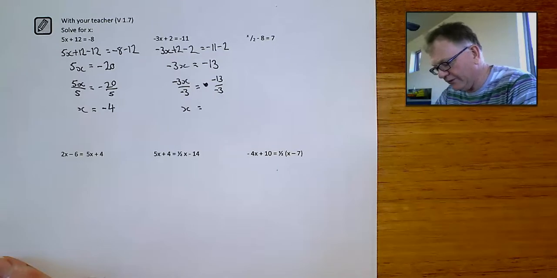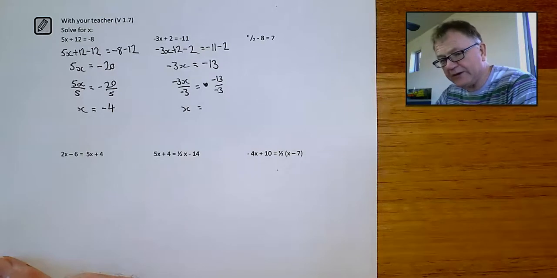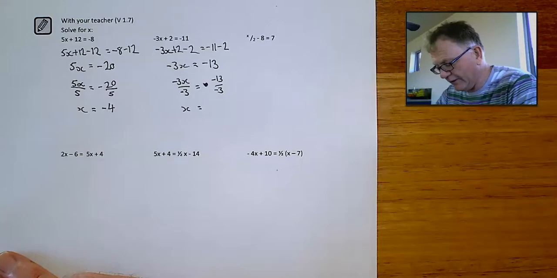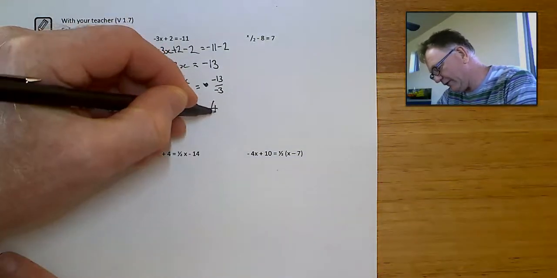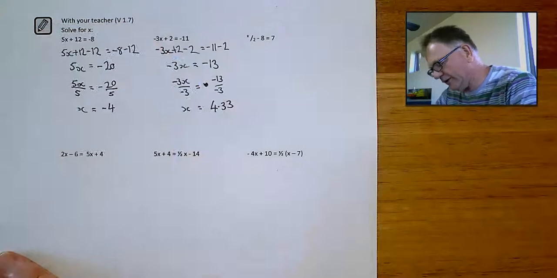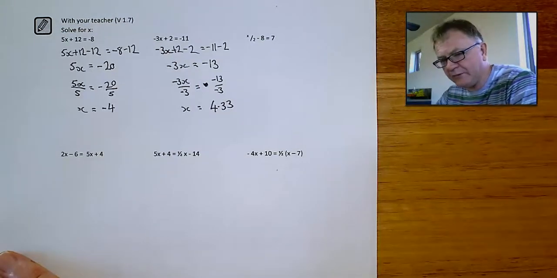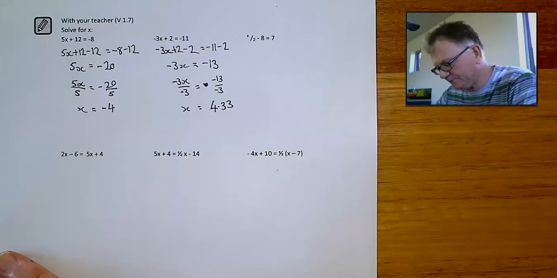You could just realise that it's a negative divided by a negative, so we're going to get a positive answer. Or you could get out your calculator and go negative 13 divided by negative 3. I haven't got mine up here, but I do know the answer would be positive 4.33, which is probably the best, most easy to understand answer that you can get there.